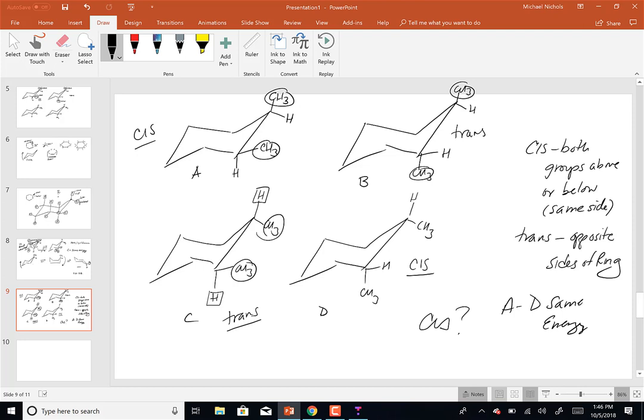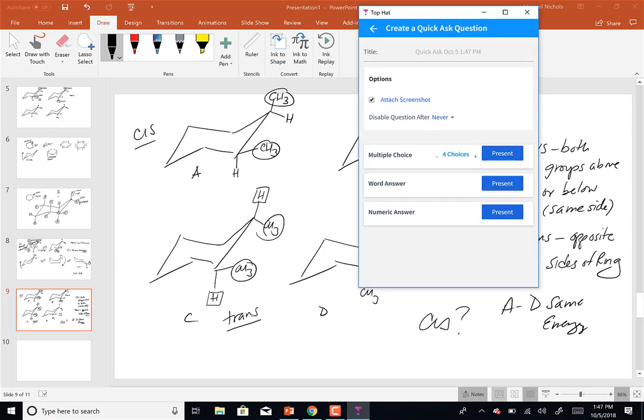Okay? So, can we rank these according to energy? Now A and D are the same, so which of these is the most stable? Hold on. I want an electronic vote on that. So you say A and D have the same energy because they're both equatorial and cis? No, because they have one methyl group axial and one methyl group equatorial. And the cis has nothing to do with it. They both have one axial, one equatorial.